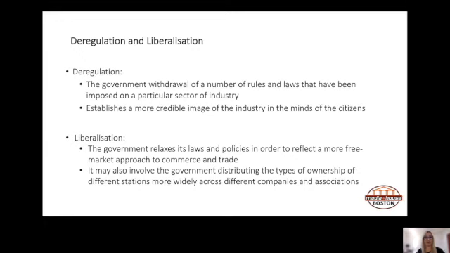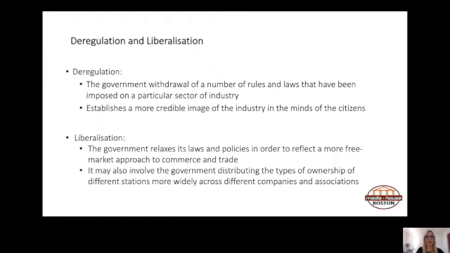So when we refer to deregulation, we mean the government withdrawal of a number of rules and laws that have been imposed on a particular sector of the industry. So that government may have had a number of reasons to regulate a particular industry in the past, but has chosen to shift to a less regulated environment in terms of the media, specifically to promote healthy competition and growth, okay? So deregulation also establishes a more credible image of the industry in the minds of the citizens.